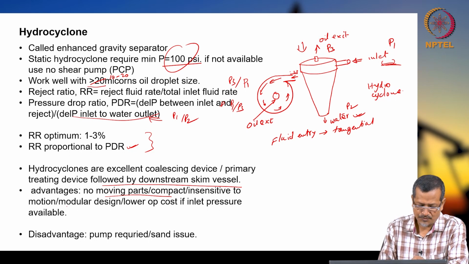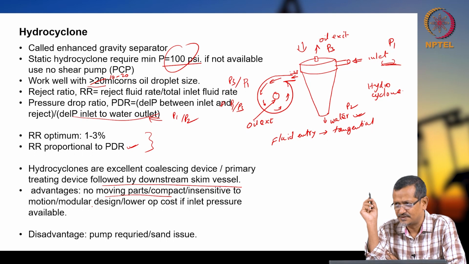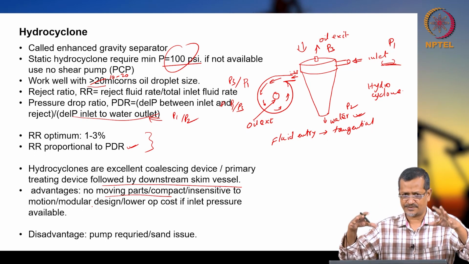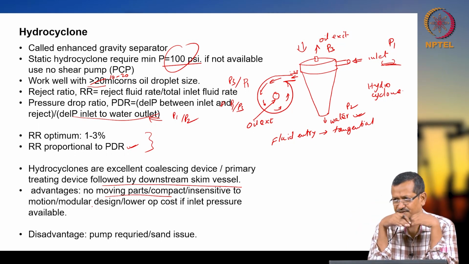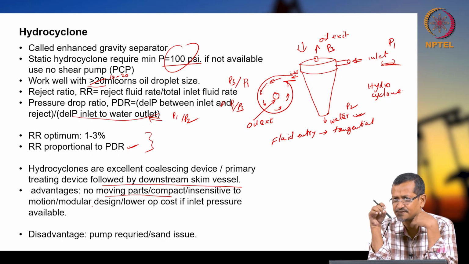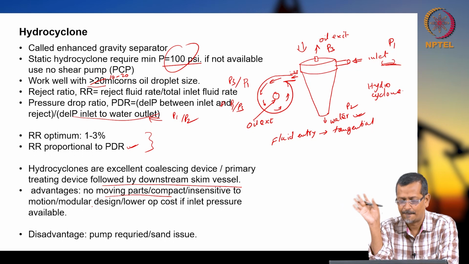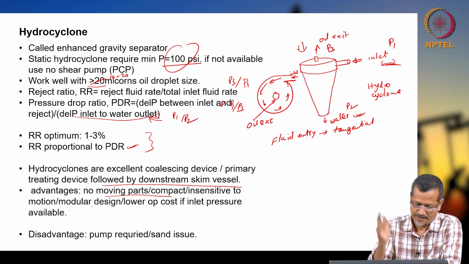Insensitive to motion, modular design. Insensitive to motion means an offshore situation, let us say, where waves and tides are there, and because of that the offshore platform will be moving actually. When it is moving, there is a little bit of motion. This system is insensitive to motion, so it will work well in offshore applications. Onshore also you can apply, there is no issue. Offshore also you can use.